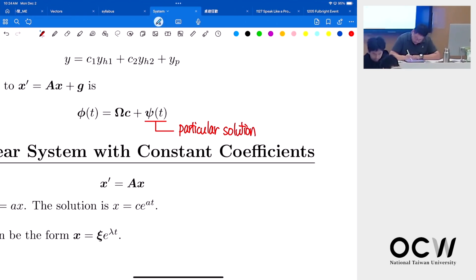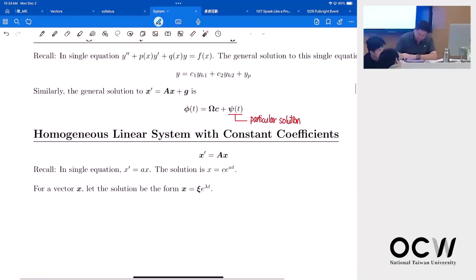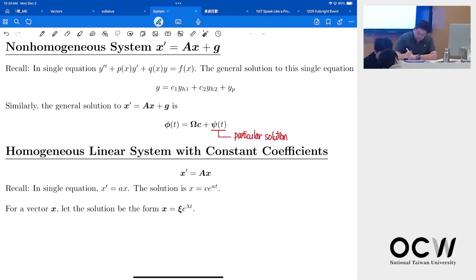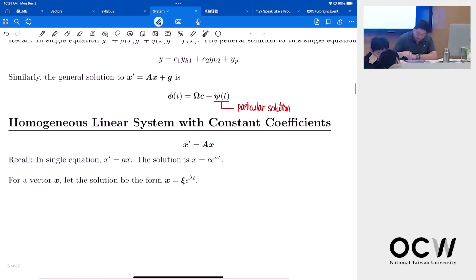And how do we find the particular solution of the non-homogeneous system equation? We'll see either today or next week, or on Wednesday. So just remember that for the non-homogeneous system, we also have a particular solution, and we will talk about that later. Then back to our homogeneous linear system with constant coefficients.